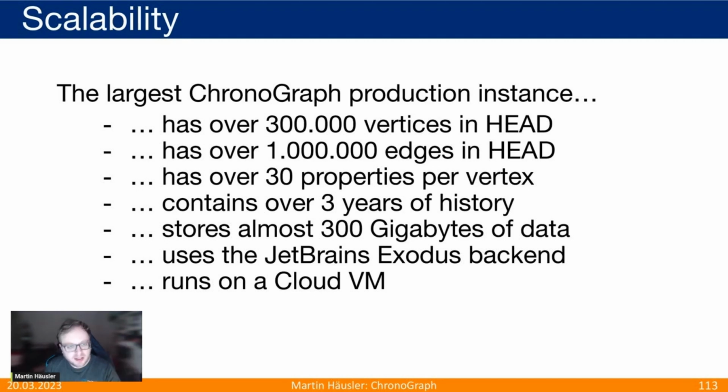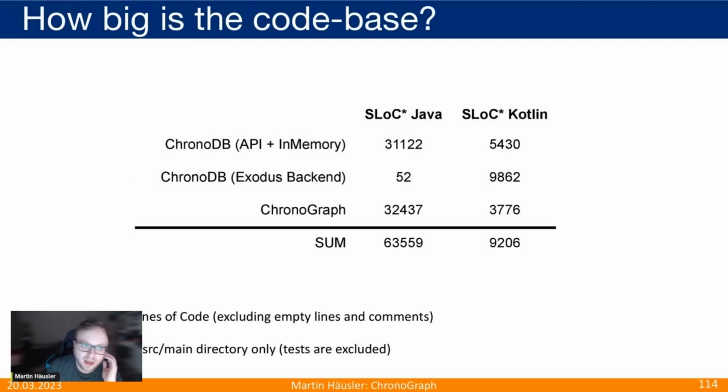Speaking of very long histories, the largest ChronoGraph production instance has over 300,000 vertices in the head version alone, over 1 million edges in the head version, over 30 properties per vertex, and contains over 3 years of real production history. And it contains almost 300 gigabytes of data. So there's been a lot going on there. It uses the JetBrains Exodus backend, and it runs on a cloud VM. So this thing really is used in production quite successfully, I would say.